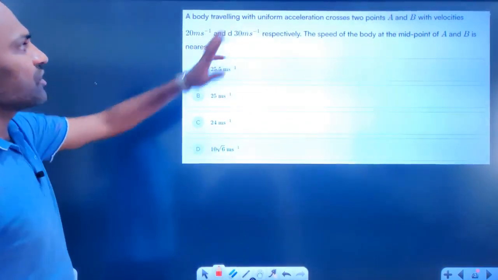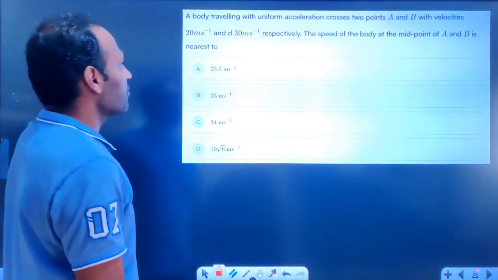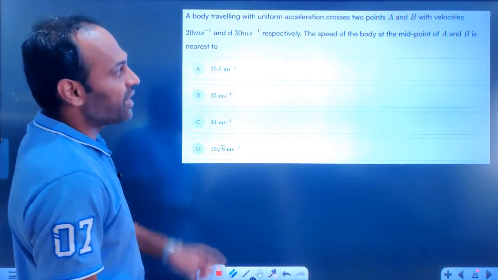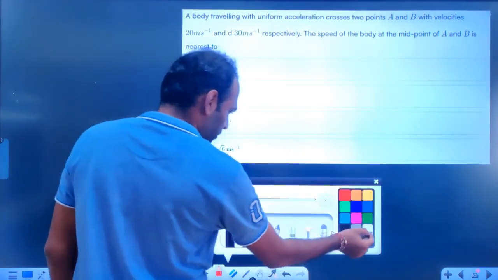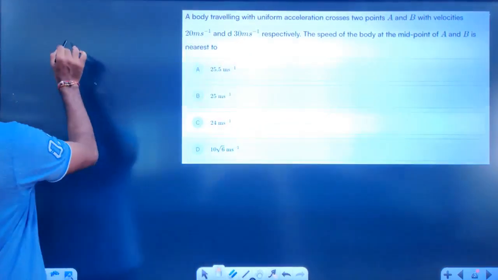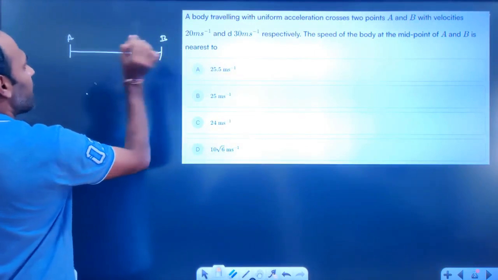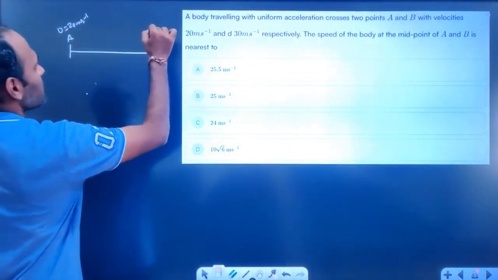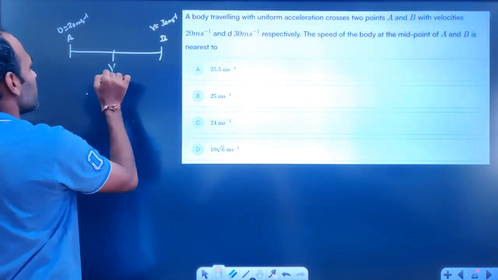A body traveling with uniform acceleration crosses two points A and B with velocities 20 meter per second and 30 meter per second respectively. The speed of the body at the midpoint of A and B is nearest. They are asking for the midpoint. This is A and this is B. At A the velocity is 20 meter per second. At B the velocity is 30 meter per second. So they are asking us the velocity at the midpoint.